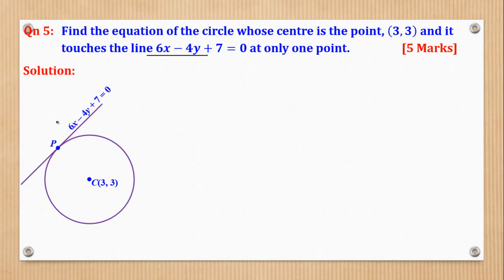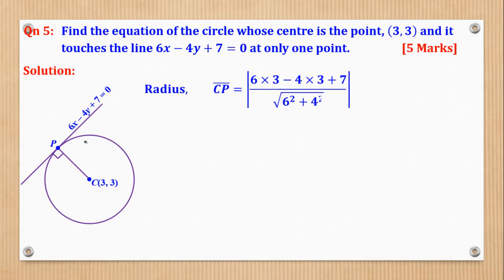Let that point be P. So the distance from C to P will be the radius. And because it's a tangent, the angle will be 90. So they have told us to find the equation of the circle. The good thing is I know the center. What I don't know is the radius. So I'm going to first get the radius, which is the distance of this point from this line. The good thing is that formula is also there in your logbooks.